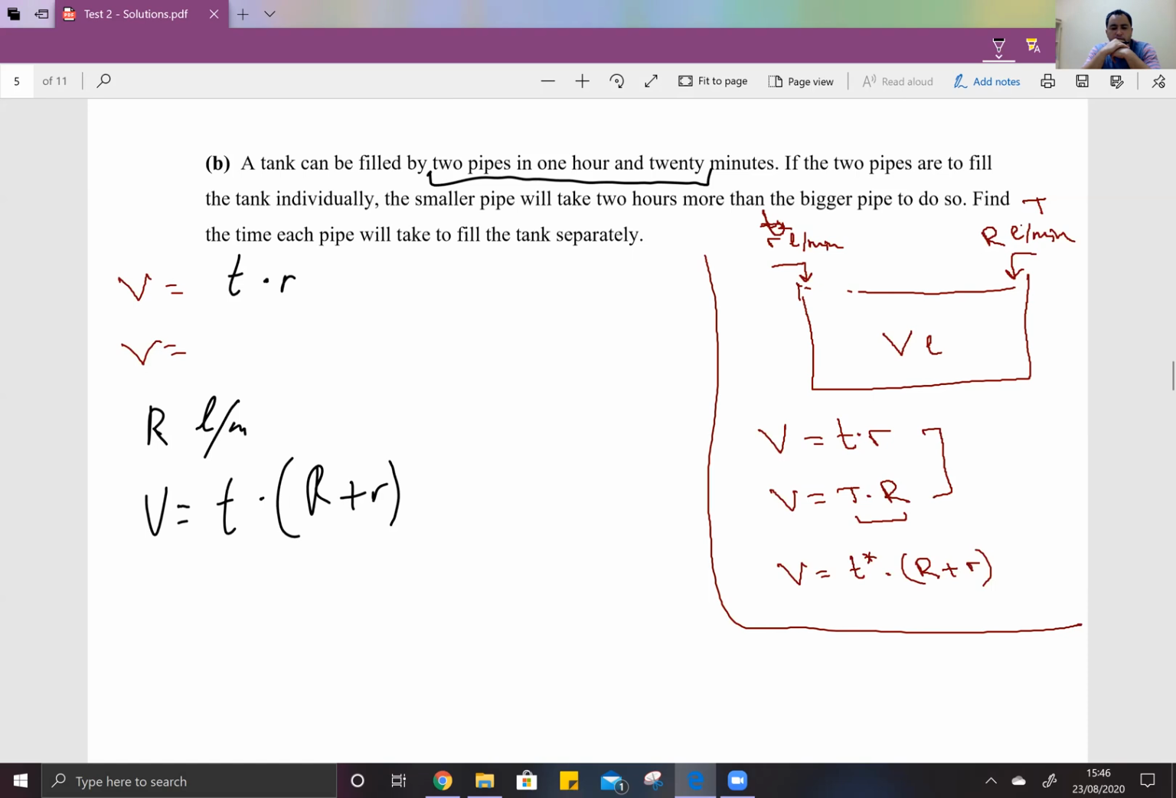So do I need to convert the hours to minutes? No. So just write everything in hours. Actually, it doesn't matter. Either you write everything in minutes or everything in hours. It doesn't matter which one is easy for you. But here, hours is better, I think.